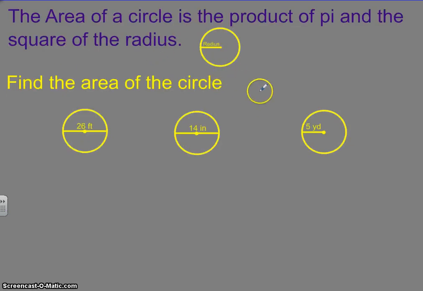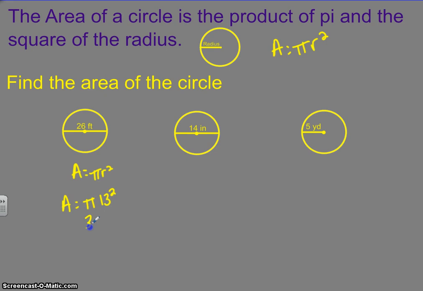Okay, area is the product of pi and the square of the radius, which means area is equal to pi times r squared. So in this one, we have to have the radius. We don't want the diameter, we want the radius. Okay, so if we're going to use the formula here, pi r squared, notice we're given the diameter. So we have to use the radius. The radius is half of the diameter, so it's pi times 13 squared.